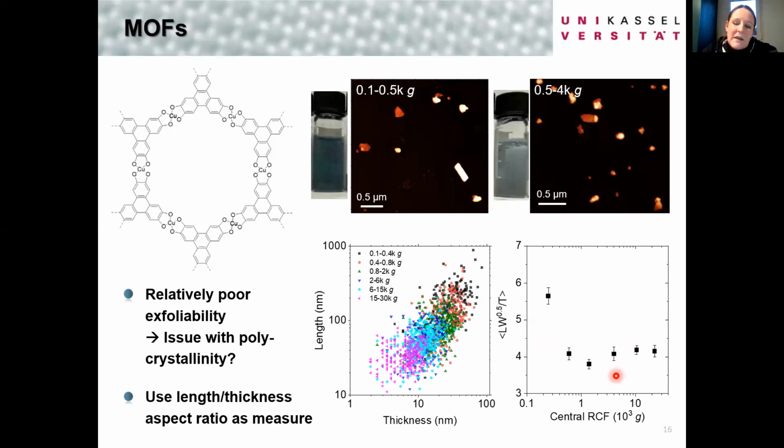So something with an aspect ratio length to thickness of 4 is not a 2D material for sure. It's some sort of nanoplatelet. So we believe that this is the case for these MOFs, not just because the bonds in the plane might be weaker, but also that there might be issues with the polycrystallinity. This is yet to be confirmed.